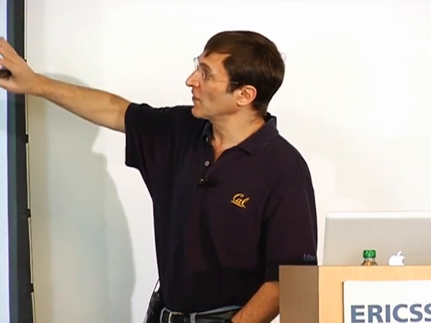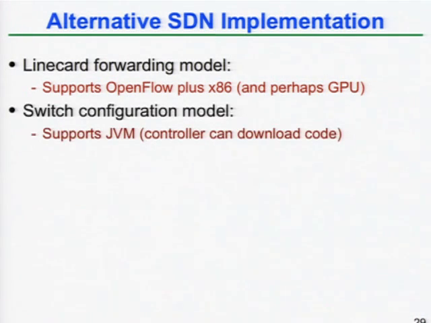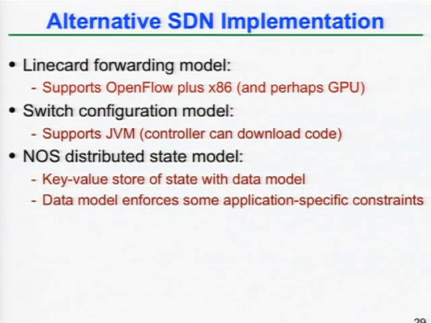So, for instance, here would be a completely consistent SDN implementation. The forwarding model that you have on the line cards is OpenFlow plus a fully general forwarding model, an x86, or maybe you want to use a GPU to be more efficient, but you have a fully general forwarding model. How you configure a switch is you hand it a Java program, an arbitrary Java program. So if you want to say, if this link fails, do this, and if that link fails, do that, fine, you just hand off a program. And then the network operating system has this distributed state model that's essentially a key value store with a little bit of constraints on the data model, so you can make sure that you don't get intrinsic inconsistencies on how you're expressing state.